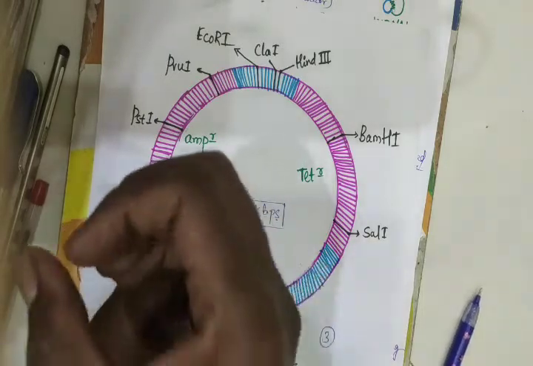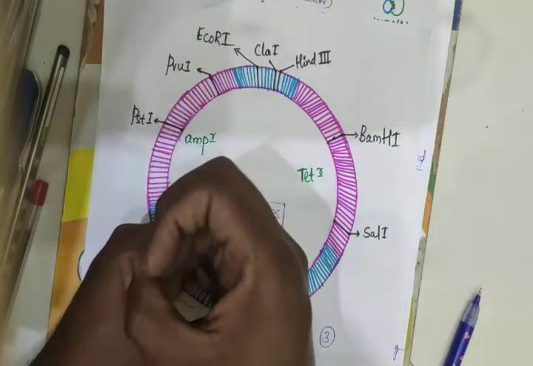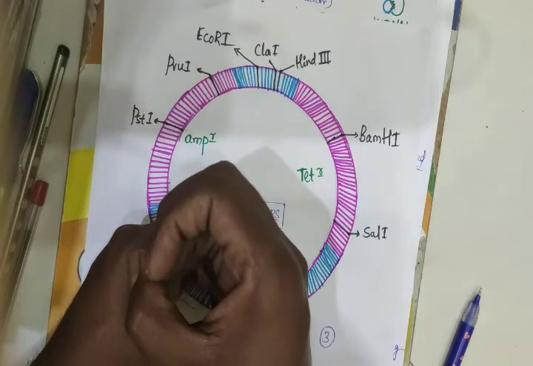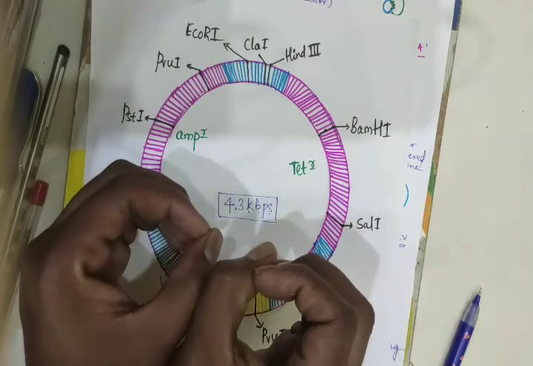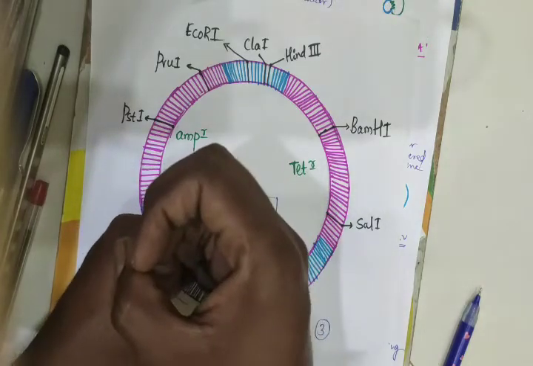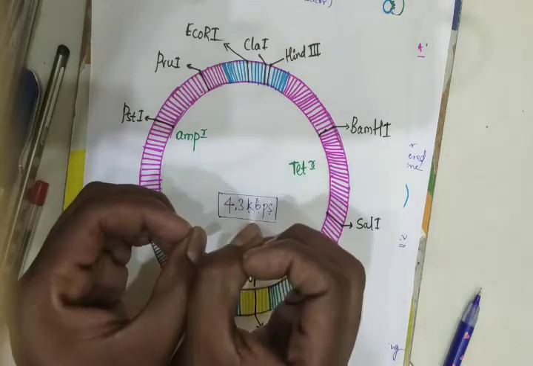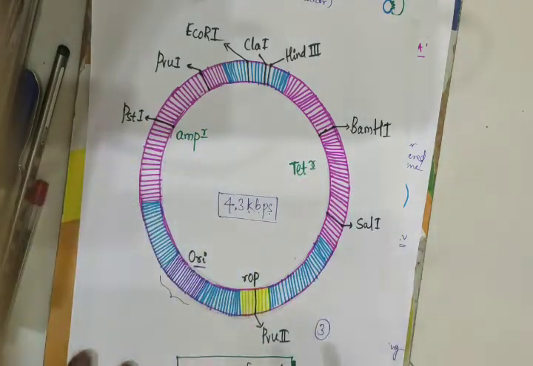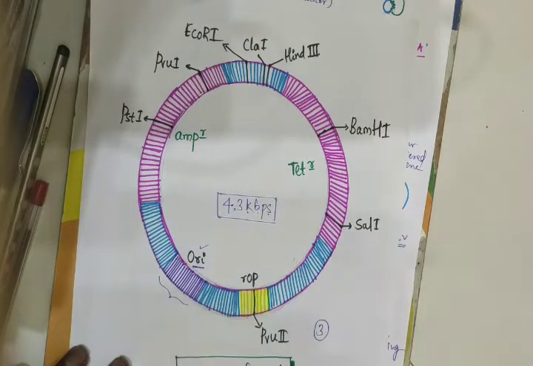Say for example, imagine this is one circular plasmid, right? This circular plasmid is going to double like this. One copy, it is going to double like this. When it is opening, replication starts from this particular sequence. So that is the origin of replication.